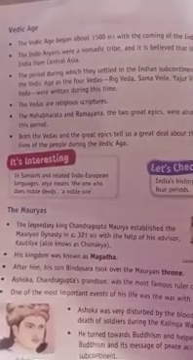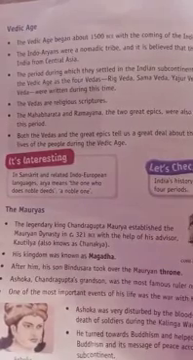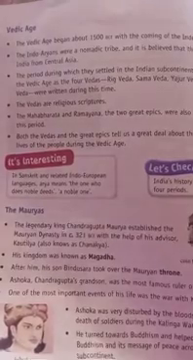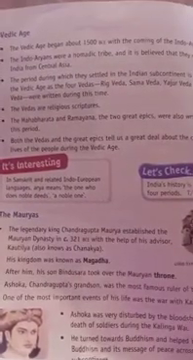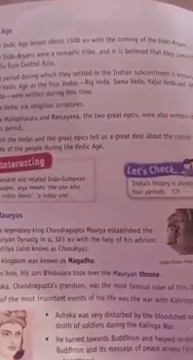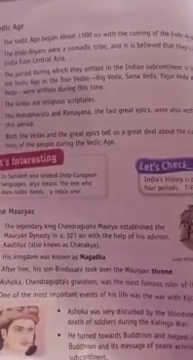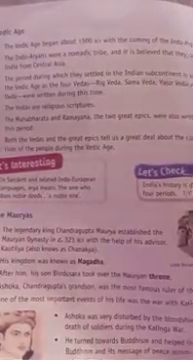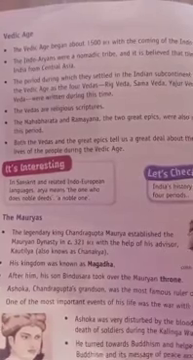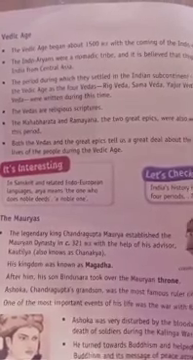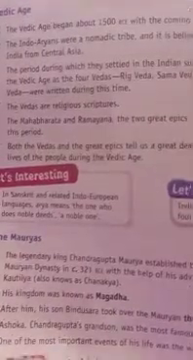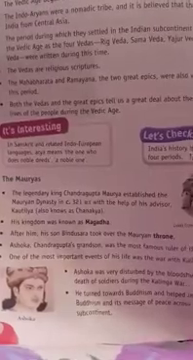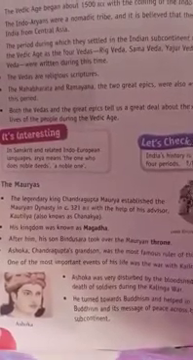During this Vedic age, these people wrote four religious scriptures which were called Vedas. So Rig Veda, Samaveda, Yajurveda, and Atharva Veda were the four Vedas which are called the religious scriptures. However, the Mahabharata and Ramayana are also the two great epics which were written by these people during this Vedic age. Now, let's learn about some dynasties.